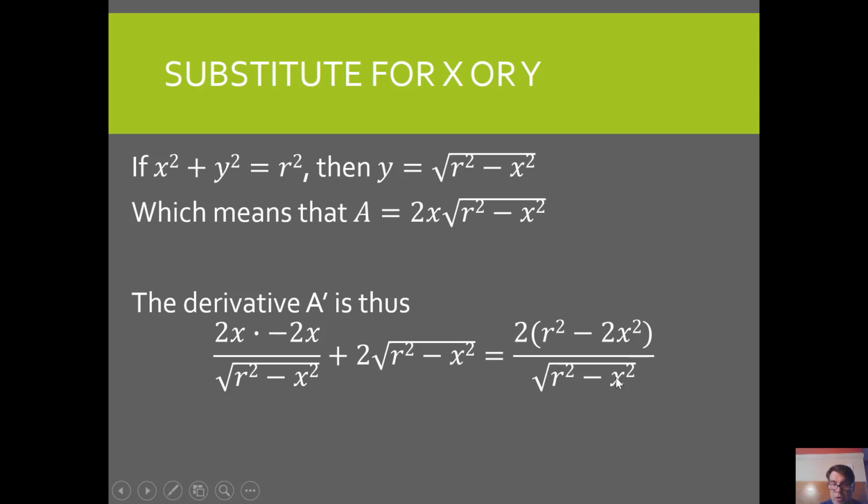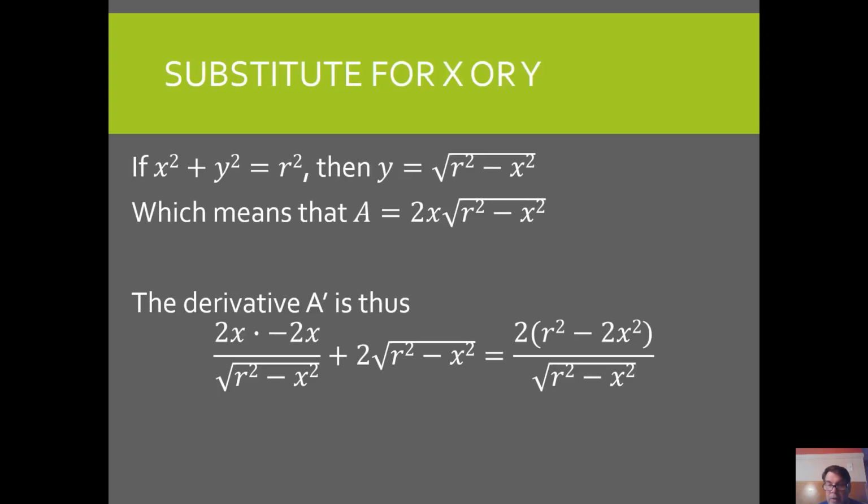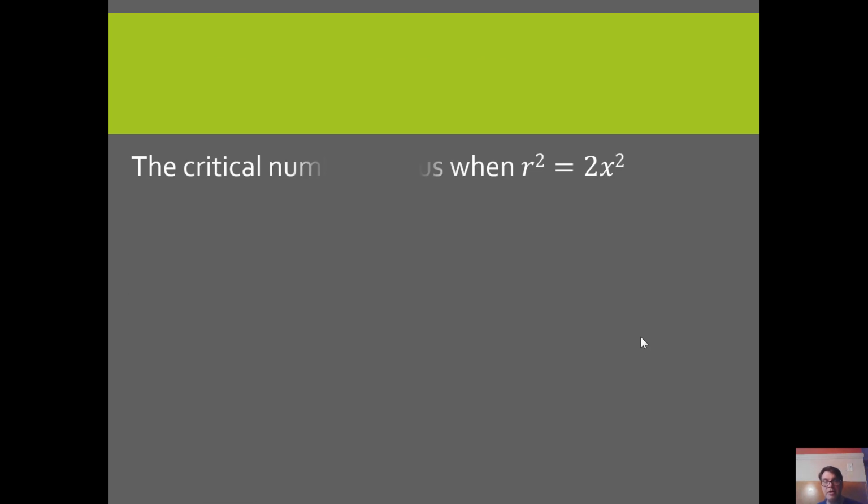Okay, so when is this going to be 0? Well, this is going to be 0 when the top numerator is 0. And when is the numerator going to be 0? The numerator is going to be 0 when r squared equals 2x squared. In other words, when this equals this, then the numerator is going to be 0. So when r squared equals 2x squared, that's the critical number.